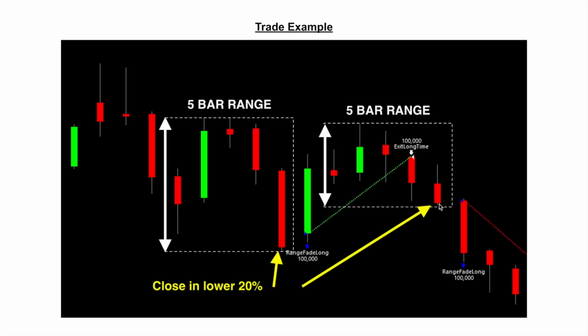The lowest low of the range, which happened to be on the current bar, and we looked at the close of this range, and that closed below or in the lower 5% of the range. So we entered, we bought next bar at open.